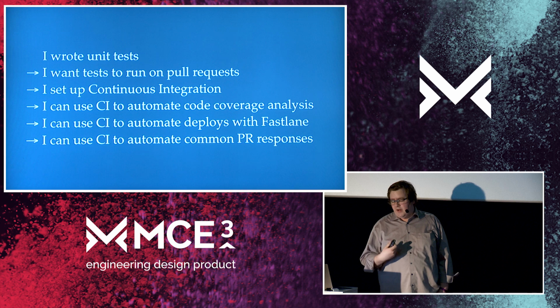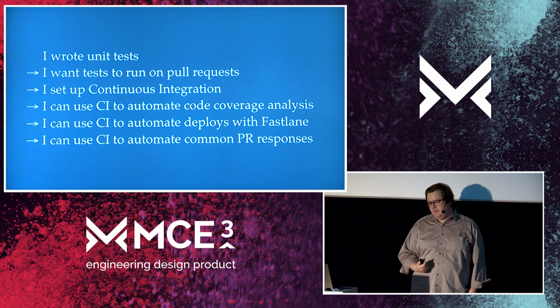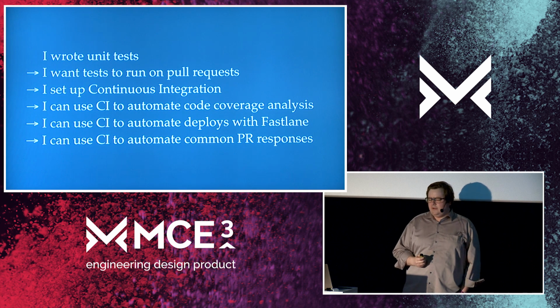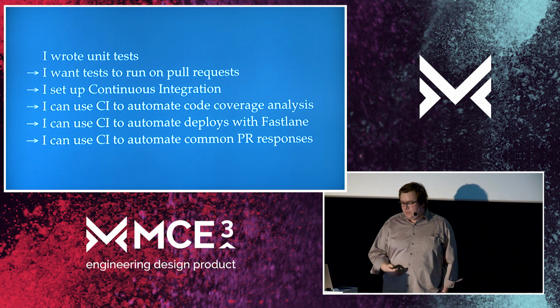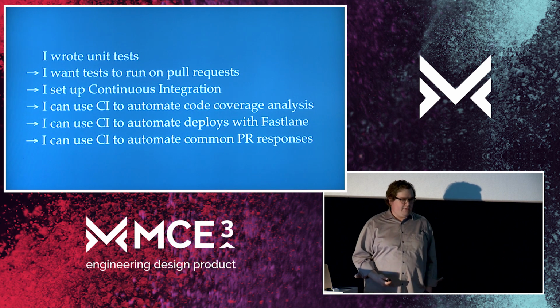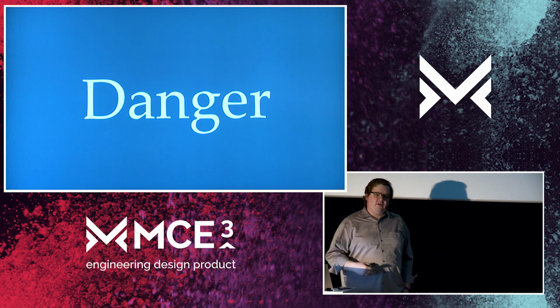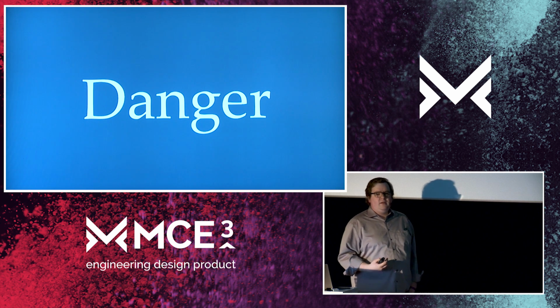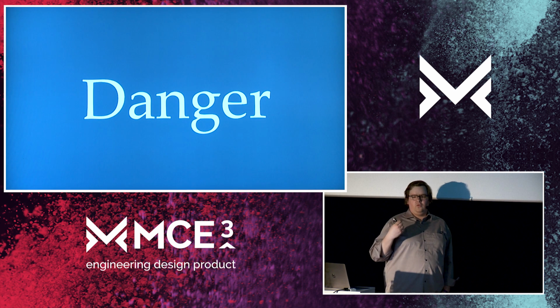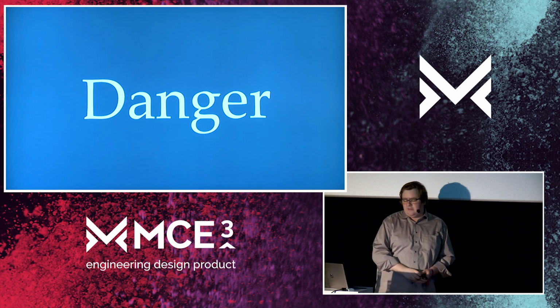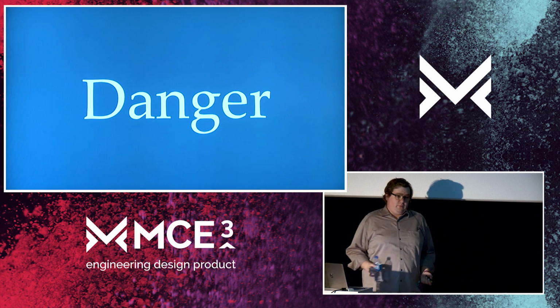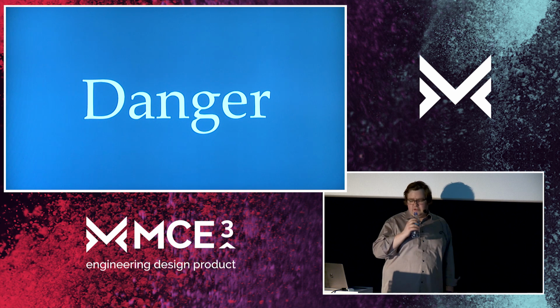I can use CI to automate common pull request responses. That's a little weird, right? Like, what does that mean? Well, I want to tell you about a tool that my colleague Orta wrote called Danger. Danger automates the culture of your project, because instead of having to respond to every pull request and notice common things that need to be fixed, a computer will do it for you as part of your continuous integration.